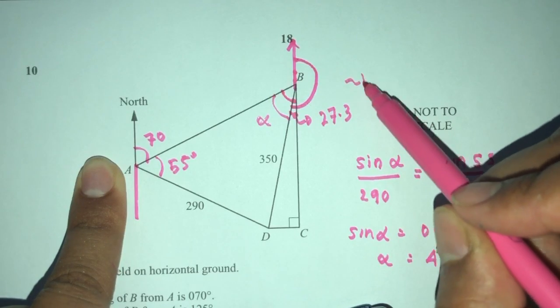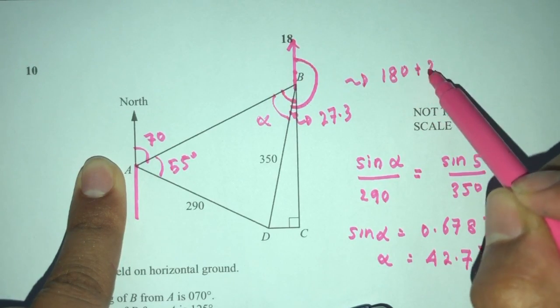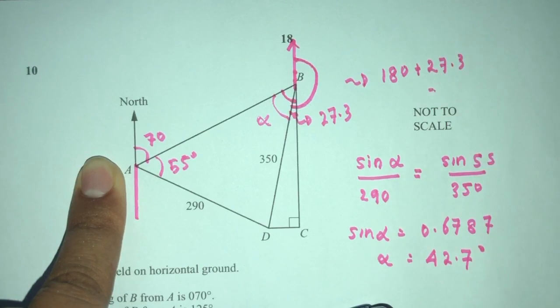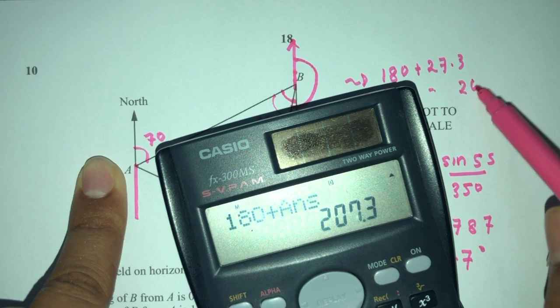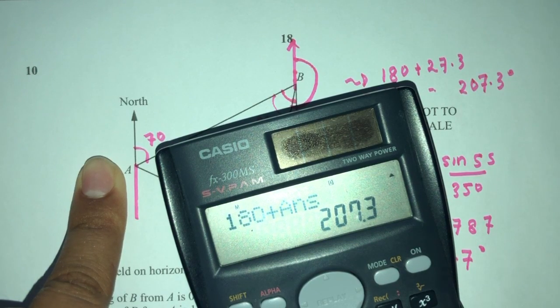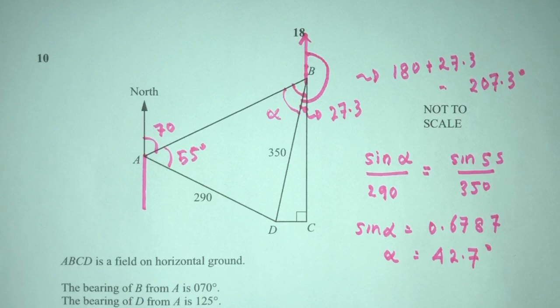So your answer will be what? 180 plus 27.3. That should be 207.3. So the bearing, of course you have to write bearing correct to one decimal place. That's why we can leave that answer as well. So 207.3. Angles usually we write correct to one decimal place. In this case, we can leave the answer as such for that value.